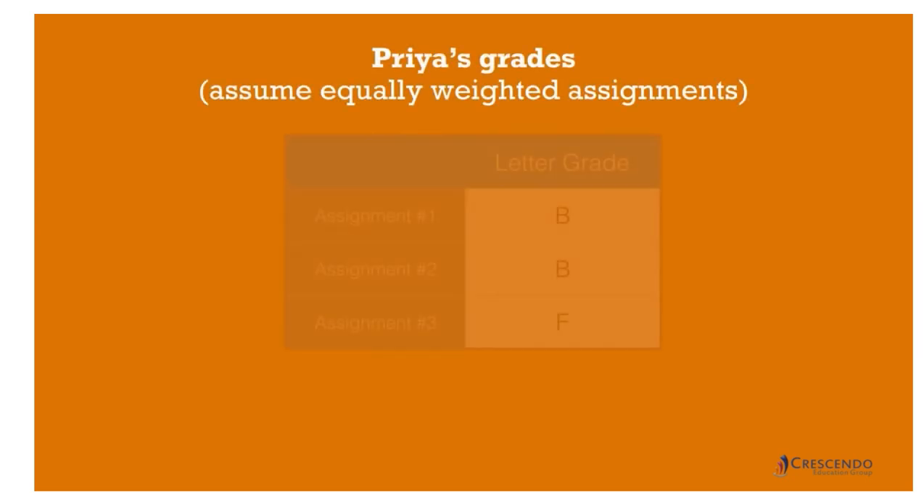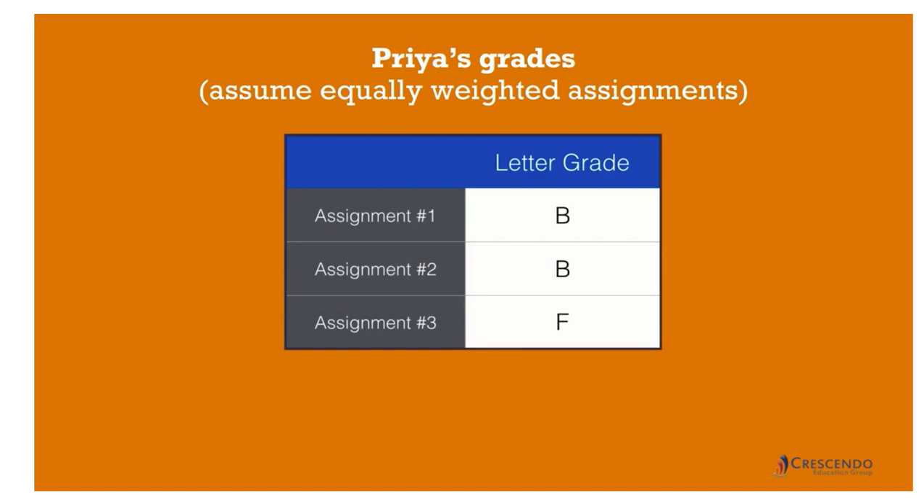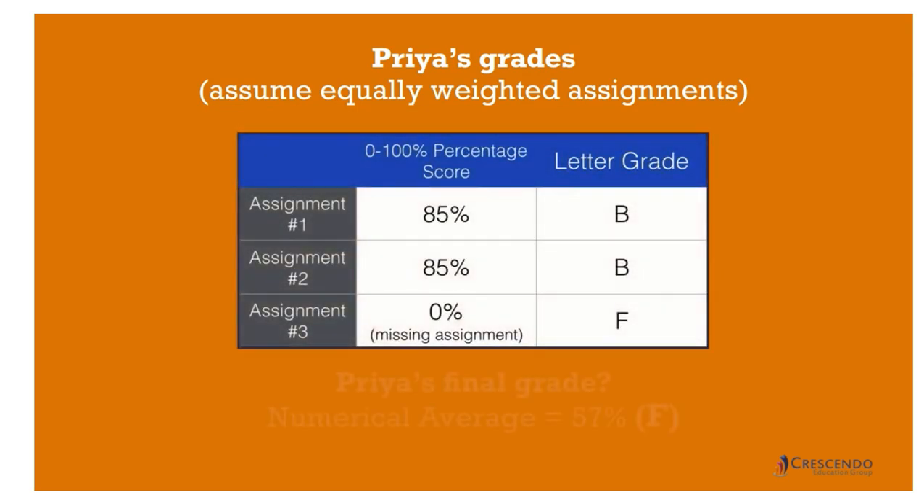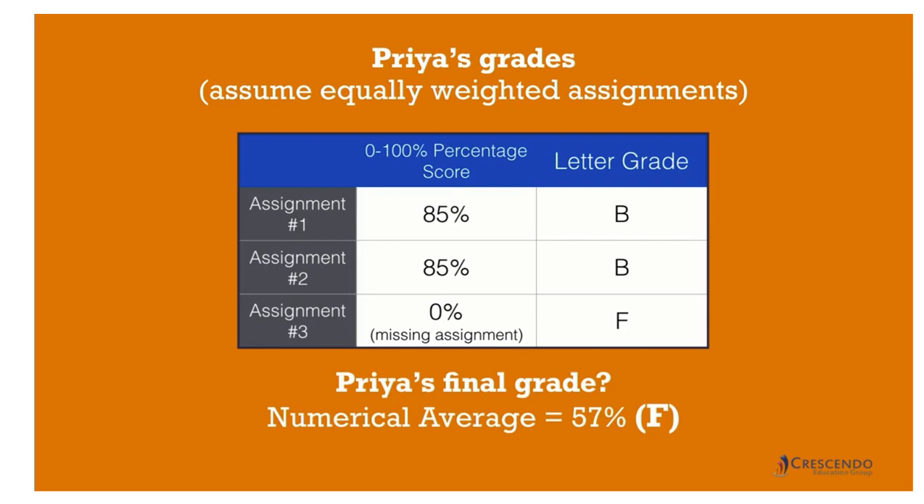Assume Priya received 3 grades, 2 B's and an F. What should be her average? Maybe a C or C minus? But look what happens when we use numbers on the 0 to 100 scale. Her 2 B's and an F average to an F.